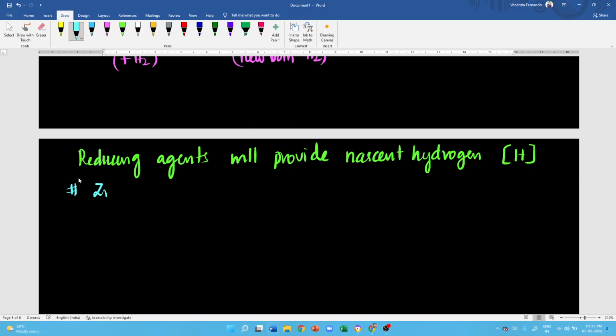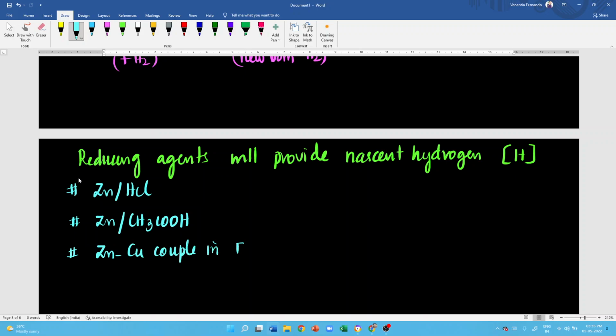Let me list a few reducing agents which will provide nascent hydrogen. The first one is zinc and HCl. Metal in acid will produce nascent hydrogen. The second one is zinc in acetic acid. This is an inorganic acid, this is an organic acid. Zinc in acetic acid also produces nascent hydrogen. Then zinc-copper couple in ethanol. And then hydride, lithium aluminium hydride. You can use any one of the reducing agents just to produce this nascent hydrogen.